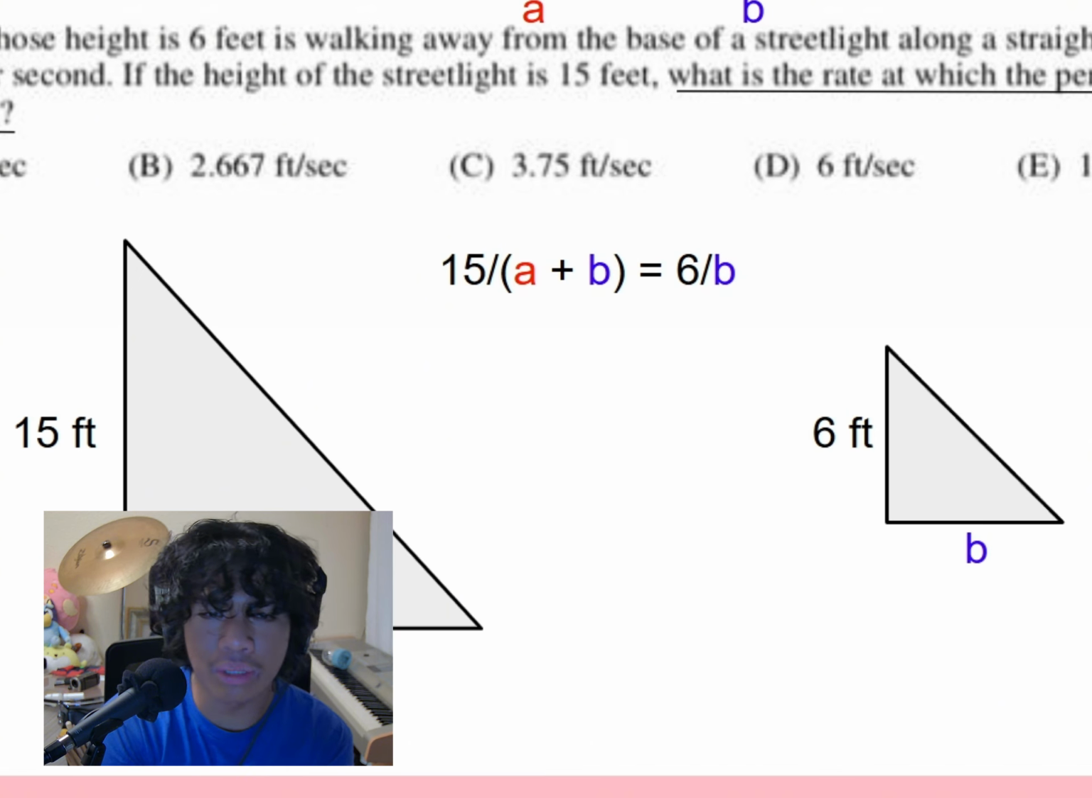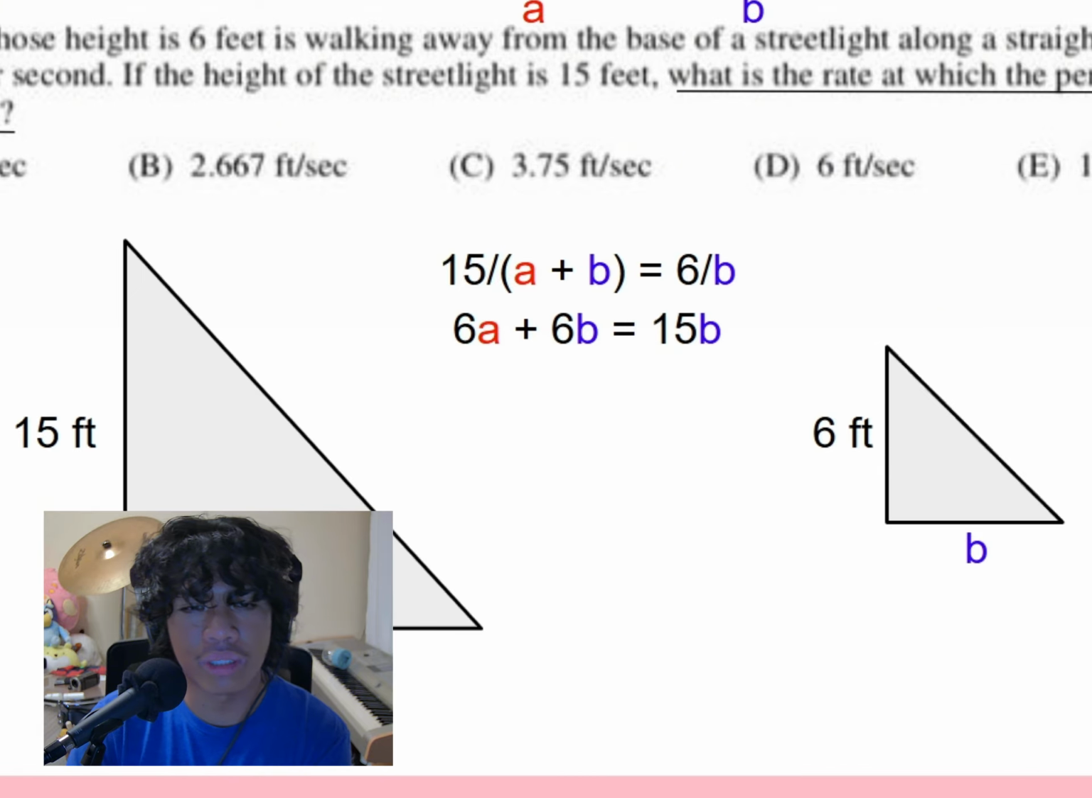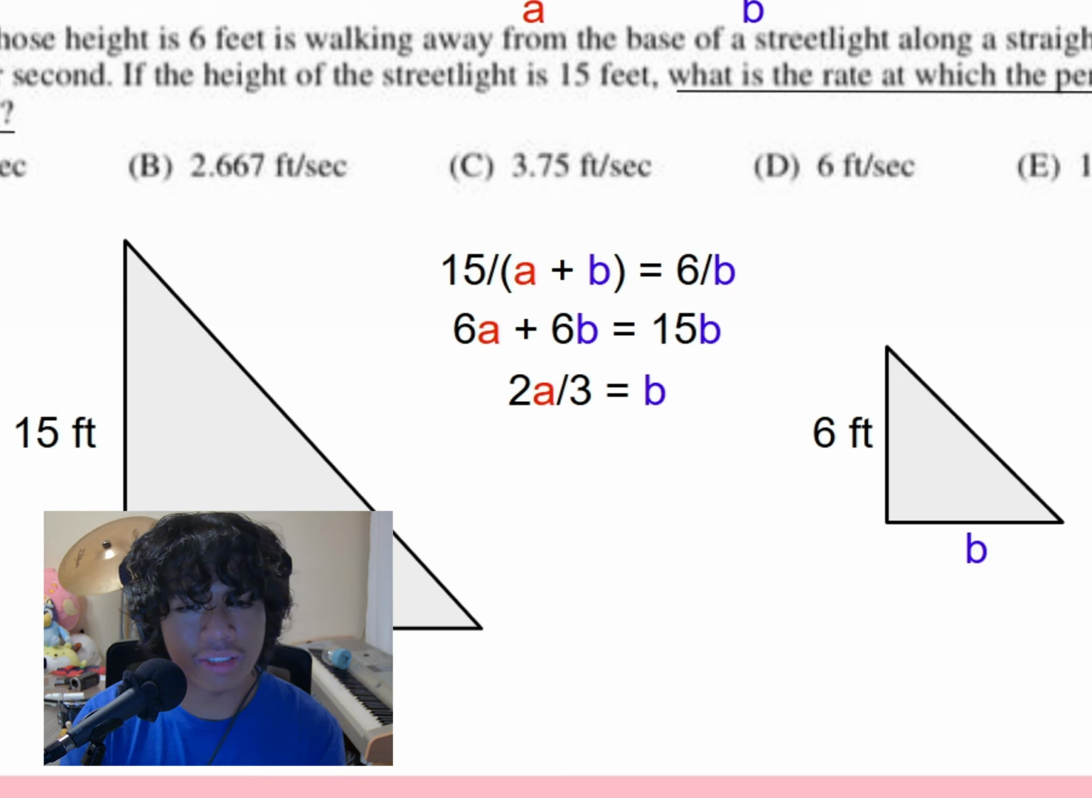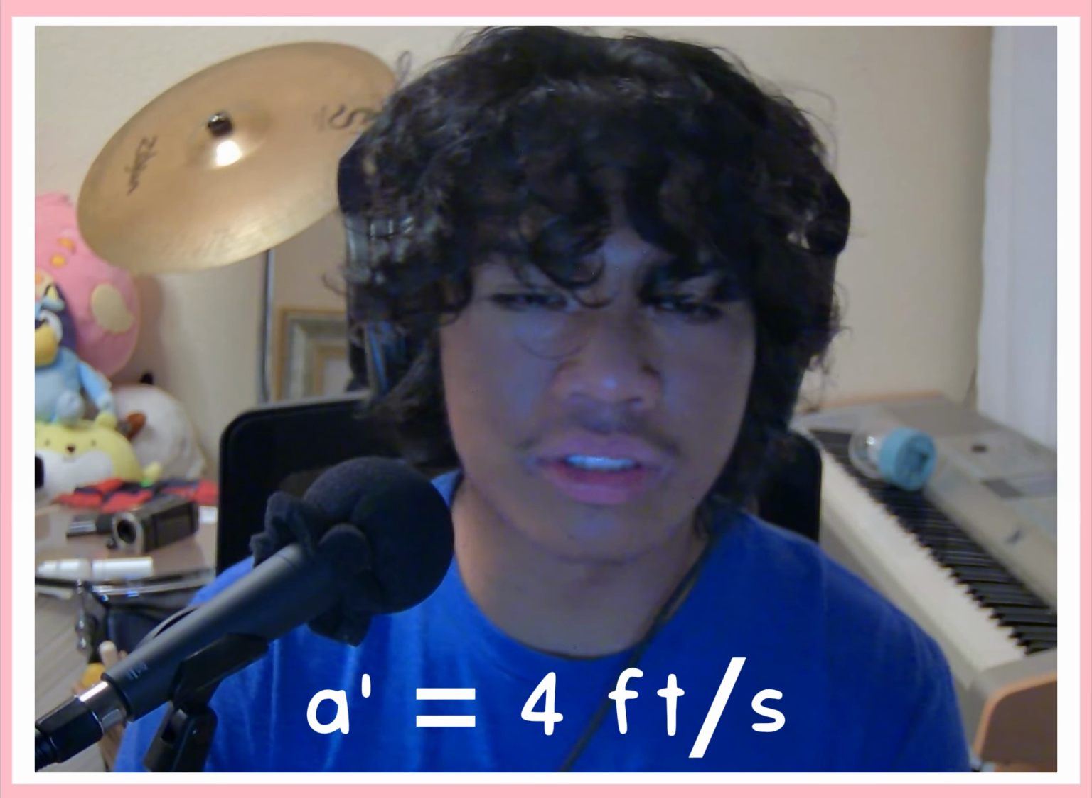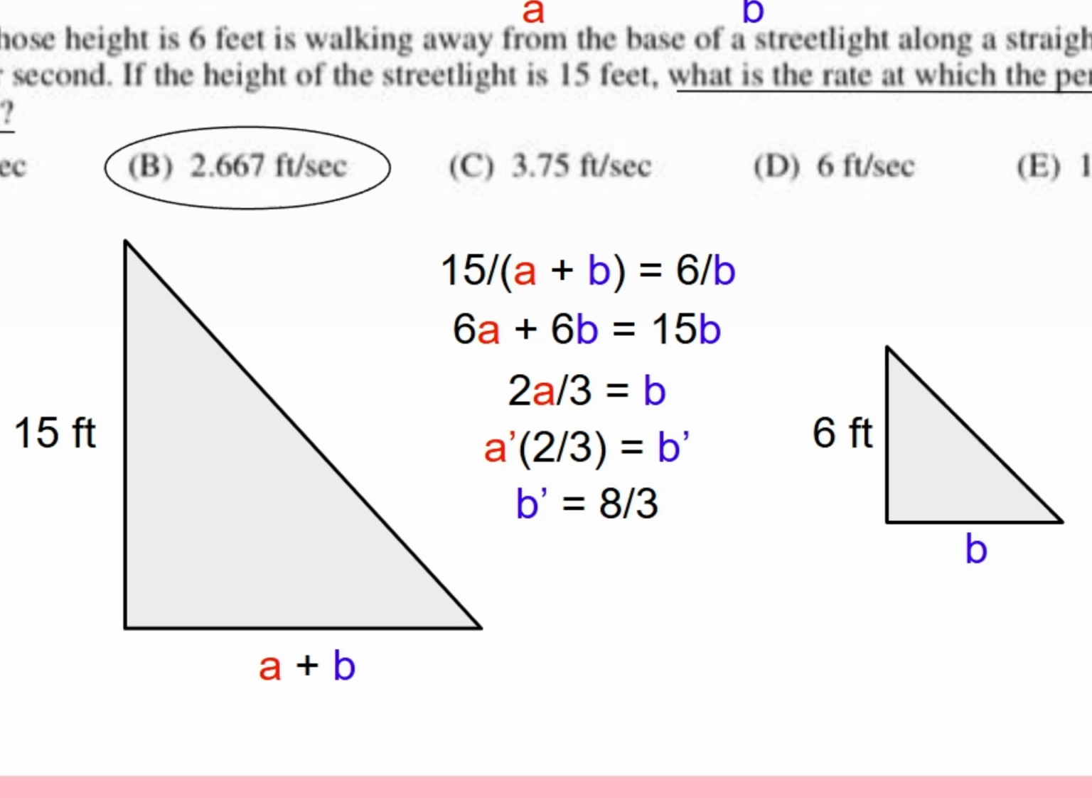15 over A plus B is equal to 6 over B. And then from there, we're able to solve for B and then differentiate both sides. A prime times 2/3 equals B prime. We already have our A prime, it equals 4. So 2/3 times 4 equals 8/3. That should correspond to answer B.